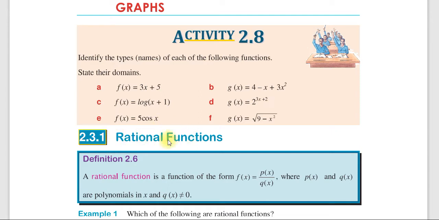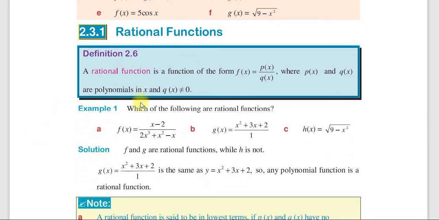So what is a rational function? A rational function is a function of the form f of x which is equal to p of x over q of x, where p of x and q of x are polynomials in x and q of x differs from 0. Okay? It is written the way we described earlier. For a rational equation, p of x over q of x equals 0. For a function, f of x is equal to p of x over q of x. p of x and q of x are polynomials, and q of x must differ from 0. Then we call it a rational function.